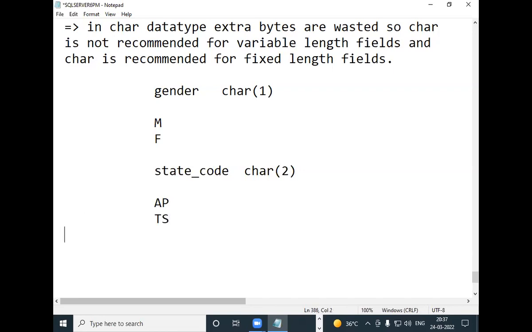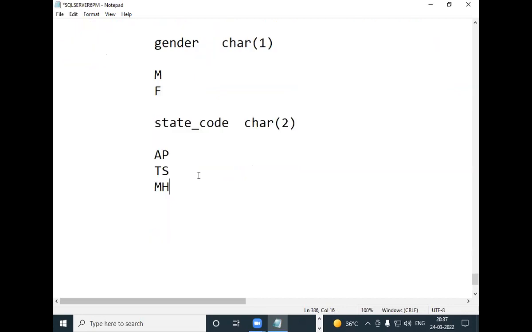AP, TS, MH, UP. State code also contains 2 characters, so allocated is 2 bytes. Every state code contains 2 characters, so this is fixed length. There is no memory wastage.